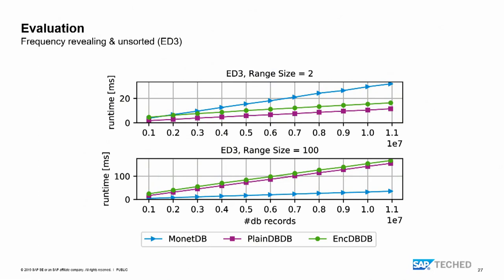At the top, 2 values are returned from the dictionary search. At the bottom, 100. This means we have to compare every one of those 11 million values 100 times compared to 2 times. And this is the result of that. But still, you see the difference of encryption is not that high. And that's all I want to tell you about the evaluation today.